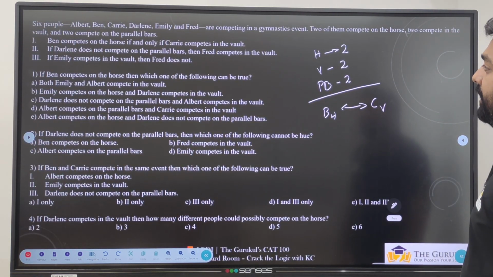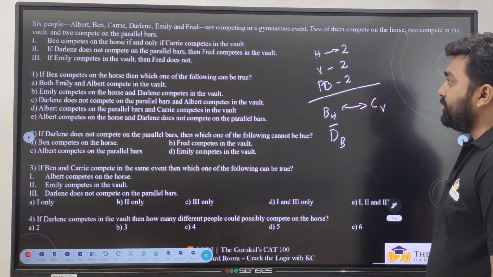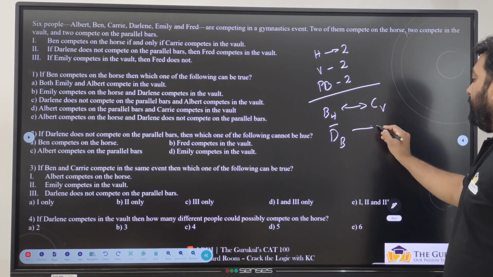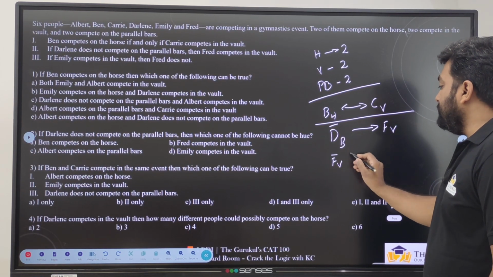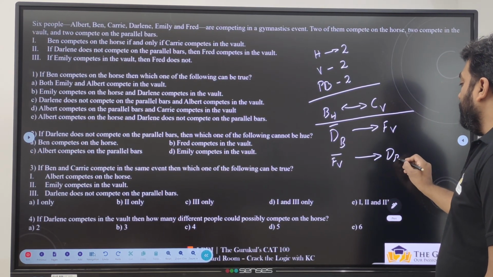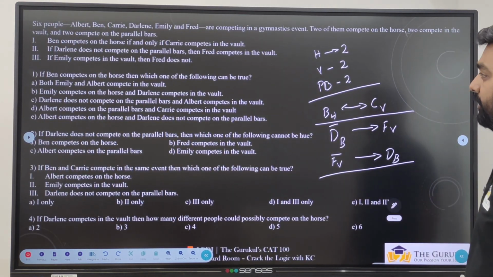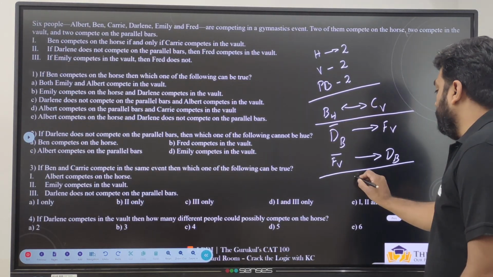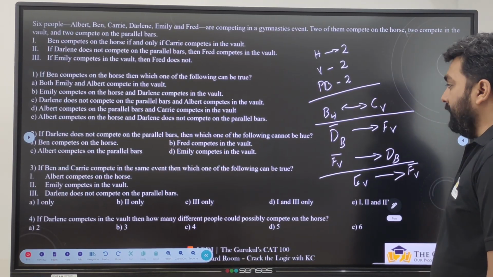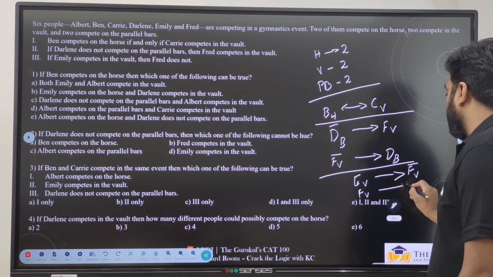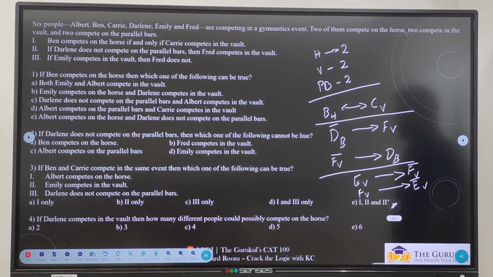Second one, if D does not compete on the parallel bars, negation is happening, then F competes in vault. So the reverse will be, if F is not competing in vault, then D will be competing in bars. That is how negation rules work. Perfect. Next, if E competes in vault, then F does not compete in vault. Reverse, if F is competing in vault, then E will not compete in vault. These are the 3 conditions we have.